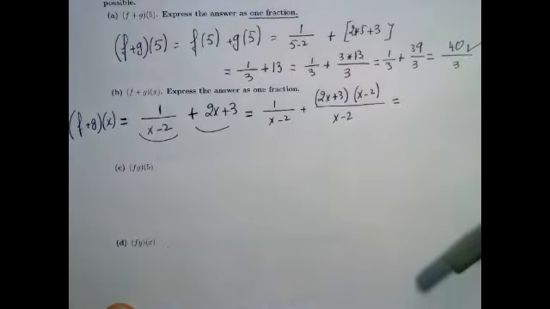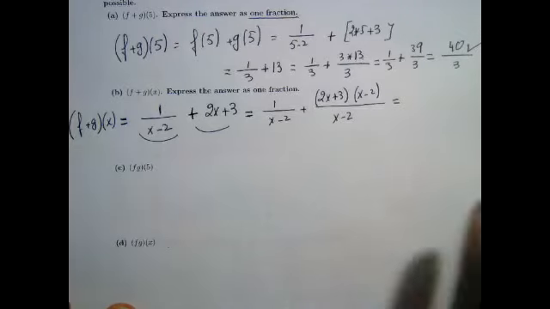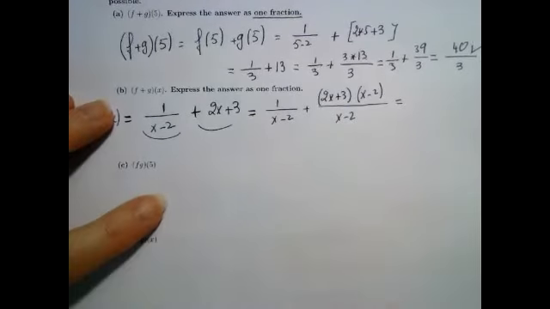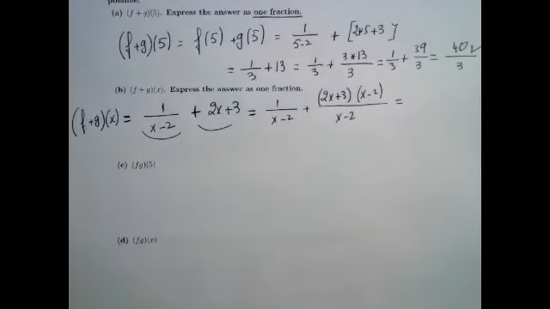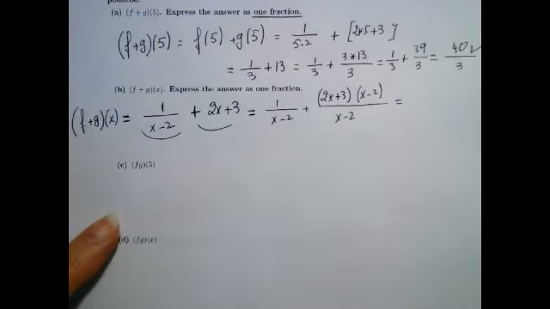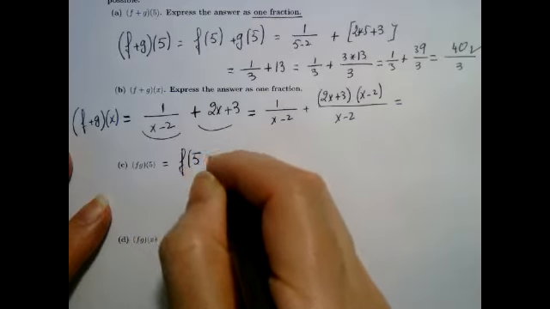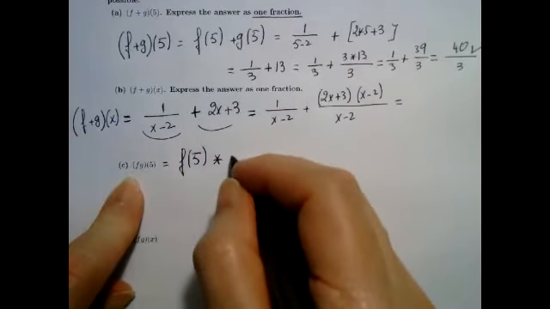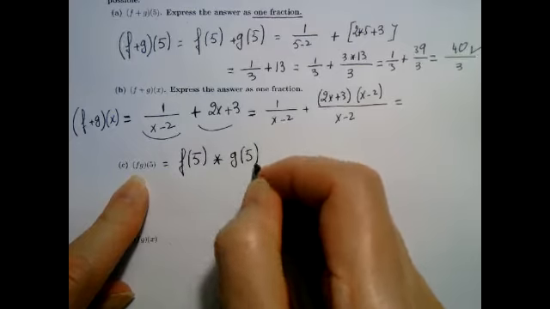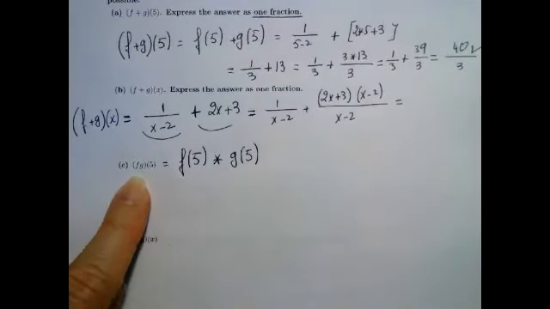Okay, how much are you guys getting? So remember the definition, FG of 5. The definition was f of 5 times g of 5. So this is the definition. This means f of 5 times g of 5. There is no circle in between, so we are just multiplying them. So we have to be very careful with the notation.